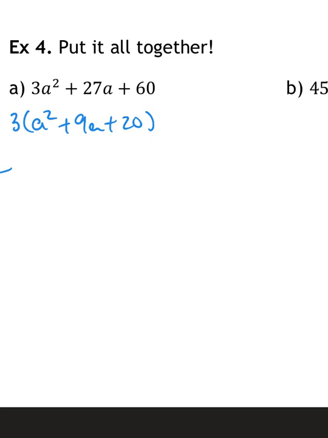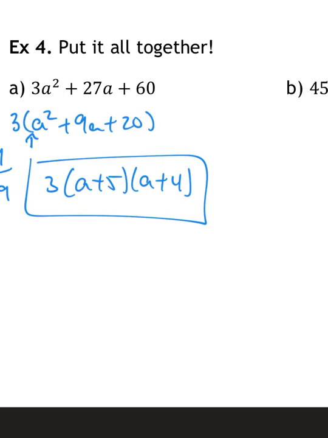So nice and simple. You can do your x factor here. What factors of 20 add to give you 9? That's a 5 and a 4. So they're both going to be positive. There's no a term here now, so I don't have to divide it, and you're good to go. If there's no a term, once you get your factors out of the chart, you're fine. You can move on.